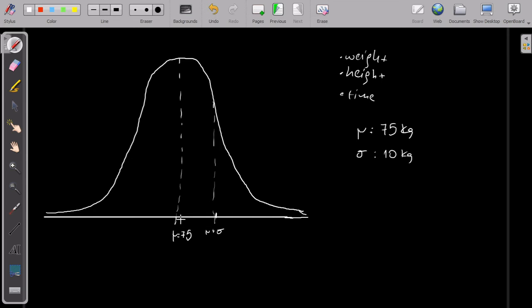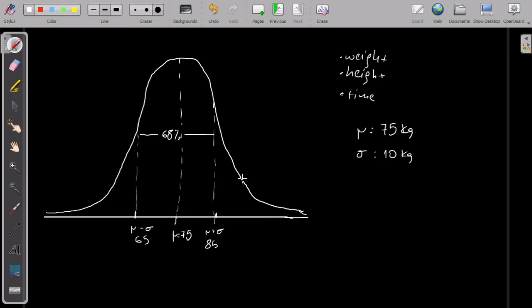So basically one standard deviation away from the mean, mu plus sigma, which is 85, and one standard deviation before the mean, so mu minus one standard deviation, which is 65. Now with this range I have 68% of my data, of my population.